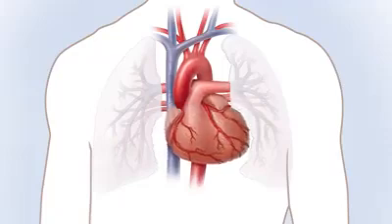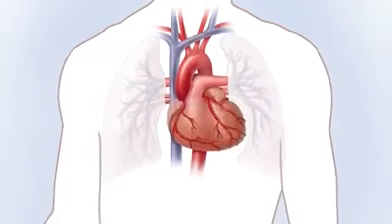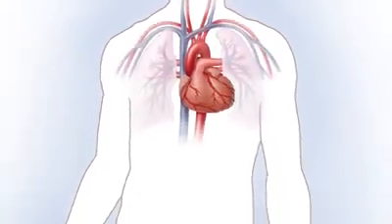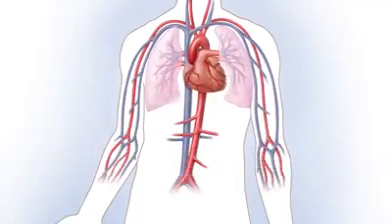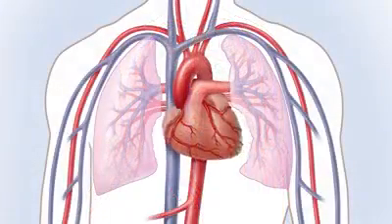Your heart is a pump. It's a muscular organ about the size of your fist and located slightly left of center in your chest. Together, your heart and blood vessels make up your cardiovascular system, which circulates blood and oxygen around your body.